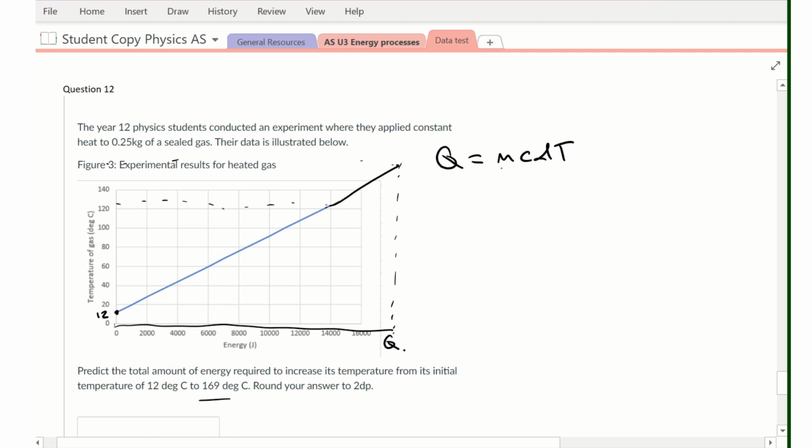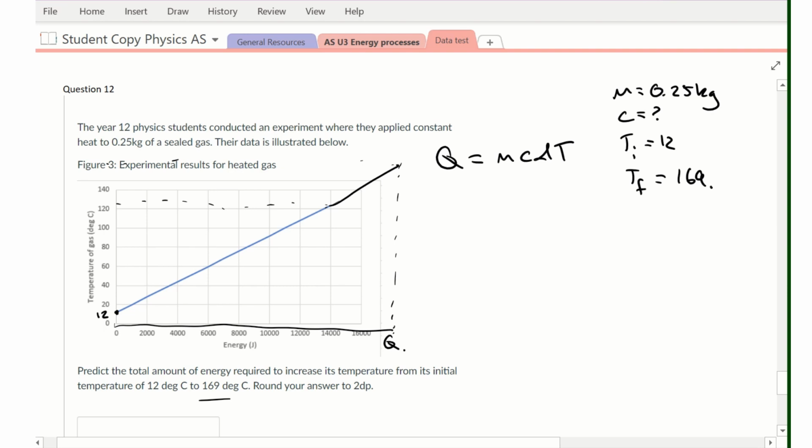However, if we try to do this, well, let's take a look. Do we have the mass? We do. It's m equals 0.25 kg. Do we have C? No, we do not. How unfortunate. Ti, we can see, is 12, and we want to get it to a final temperature of 169. But we don't have C.